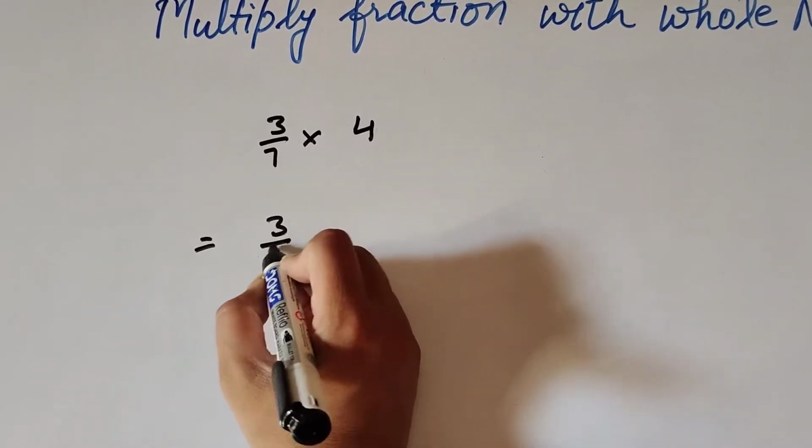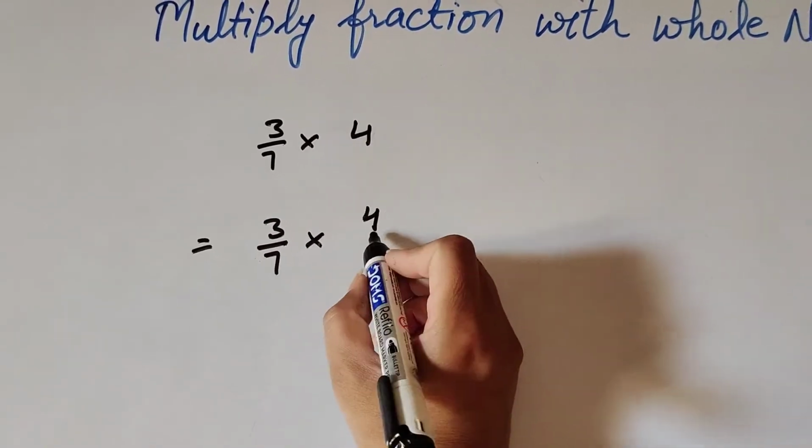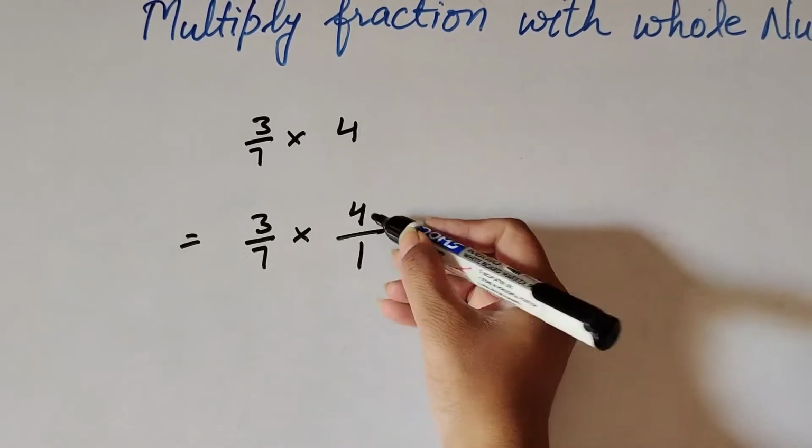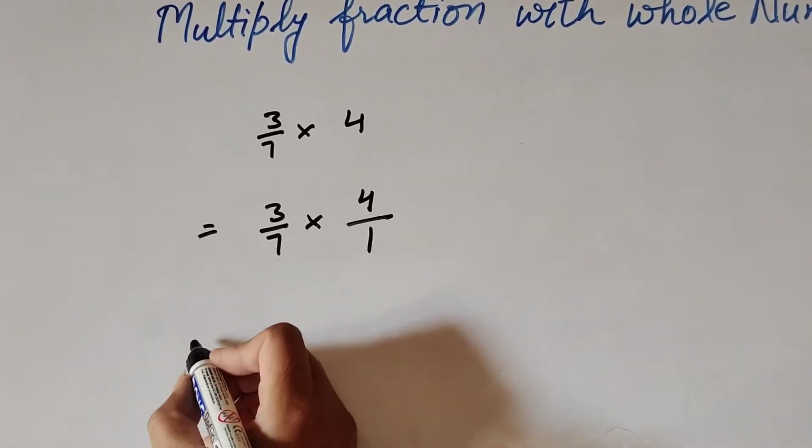There is 3 over 7, it is a fraction, we write it as it is, multiplied by 4. 4 is a whole number, first we change this whole number into a fraction. So we write 1 in its denominator. Now 4 over 1 is a fraction.